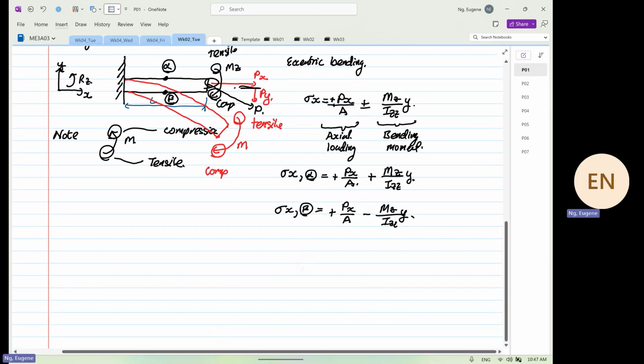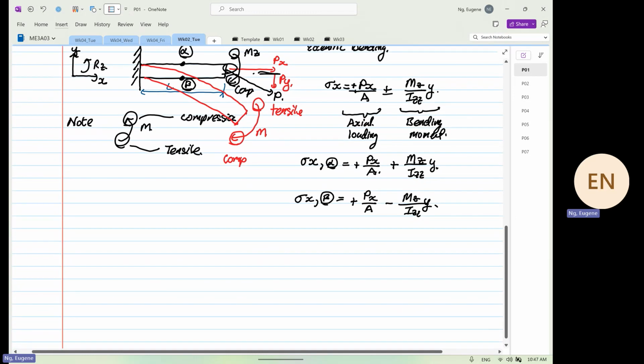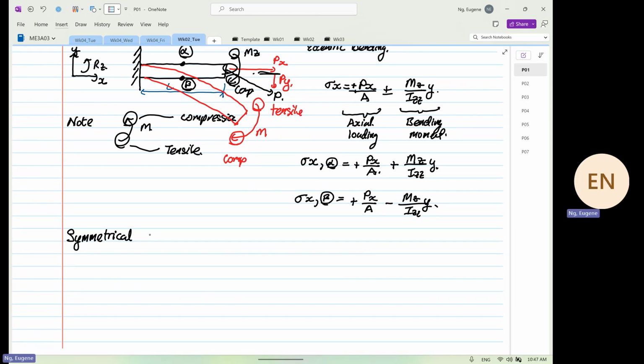Next, we are going to look at what we mean by symmetrical and unsymmetrical. You all learned all this in 2P, yes or no? So what do we mean by symmetrical bending? Unsymmetrical bending. I did not know then when I was taking 2P04. Okay, let me ask you a structural question now.